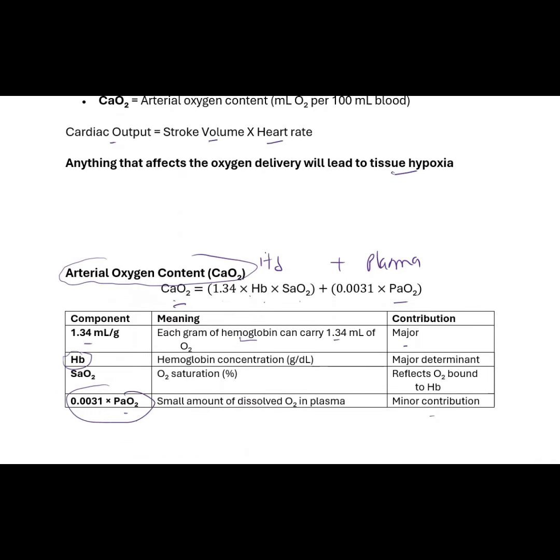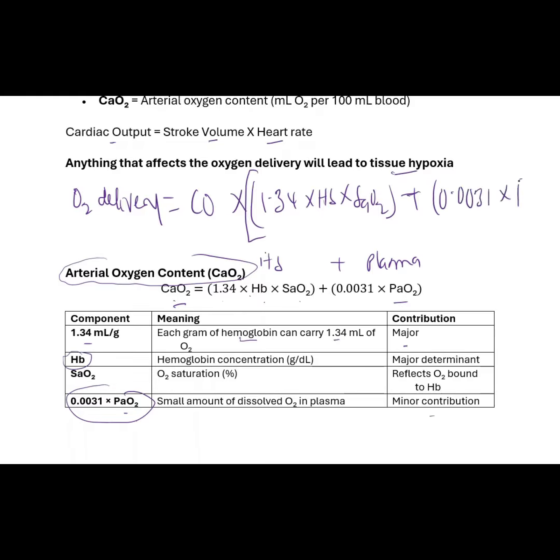So at the end of the day, if we extend our formula, the formula for oxygen delivery will be our cardiac output multiplied by oxygen content. And we said that oxygen content will be 1.34 multiplied by hemoglobin multiplied by oxygen saturation, plus 0.0031 multiplied by 0.2. Looking at this formula, anything that affects any of these variables will lead to decreased oxygen delivery, and that will lead to hypoxia.